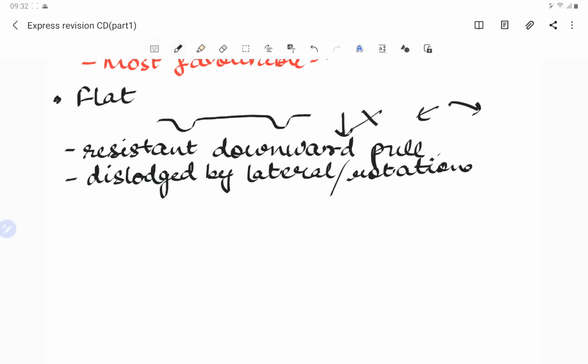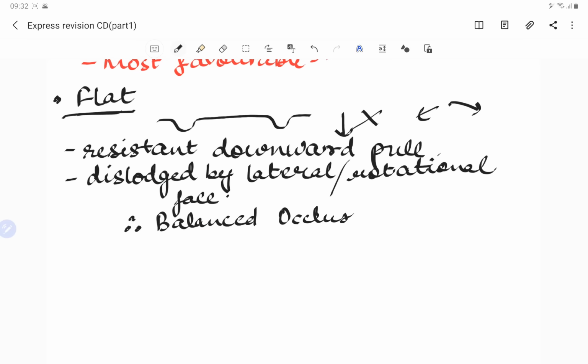Lateral or rotational forces. So balancing is very important in case of a flat palatal vault. Balanced occlusion is very important. We have to give balanced occlusion.